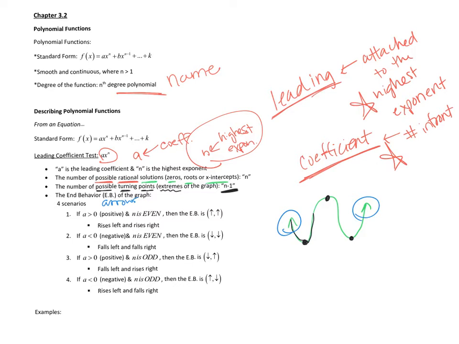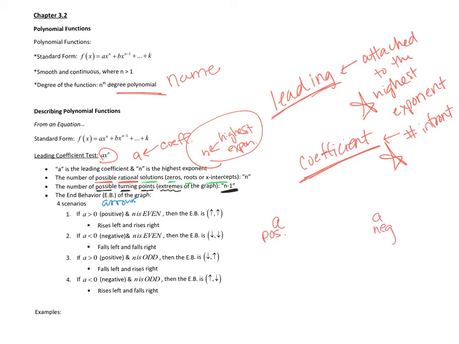Remember, we're going to look at two things. We're going to look at the A and we're going to look at the N. When we put the A and the N together, I can create 4 different scenarios. Let's say that we first want to look at A. Well, A can be either positive or A can be negative.